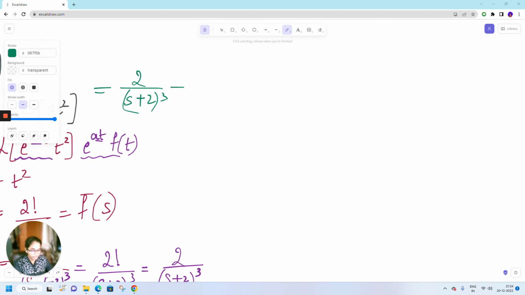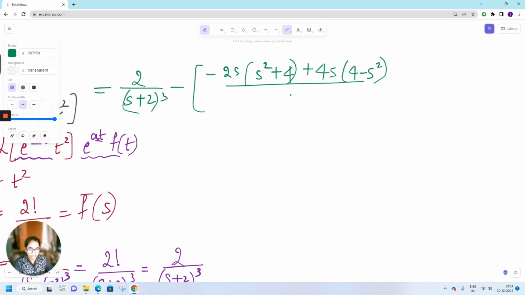So I would get, I have a negative sign, minus 2s. If I take out s square plus 4 common and cancel out, I would get s square plus 4 plus 4s into 4 minus s square divided by s square plus 4 the whole cube.